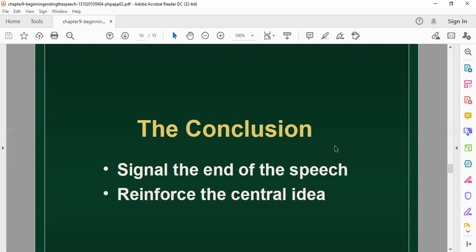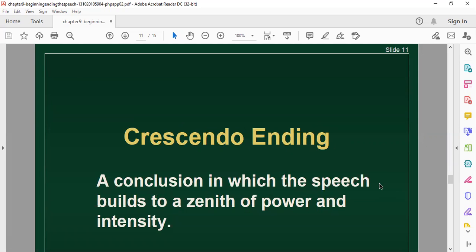So here we see we have two points: signal the end of the speech, and reinforce the central idea. We will be discussing them one by one. When we talk about the conclusion, we can have either a crescendo ending, or one more, which I'll be revealing to you in the next slide.